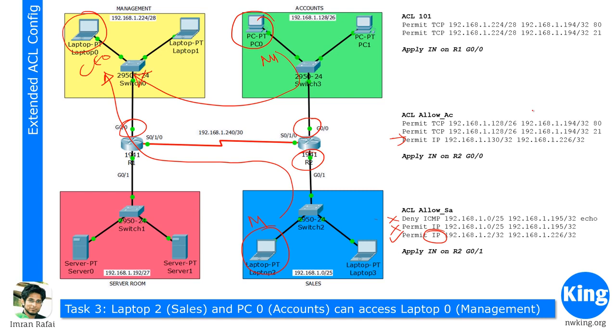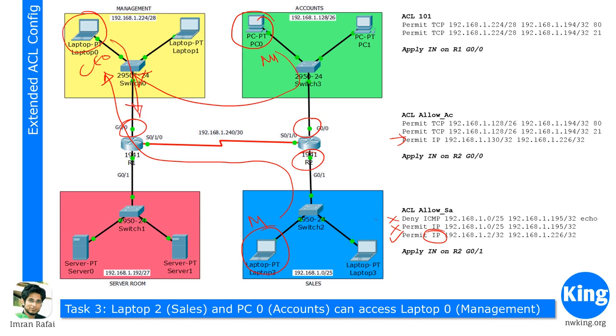So now in this situation, if laptop 2 from sales sends a ping to laptop 0, because of this ACL, it says IP, it lets everything go through, so this traffic will go. The ICMP echo message will go to laptop 0. Laptop 0, when it gets the ICMP message or the ping message, it will reply back.